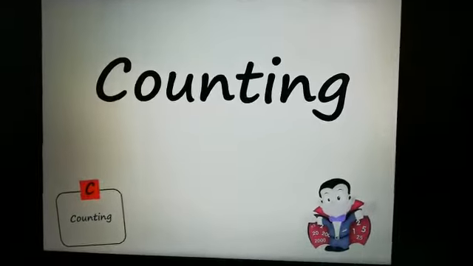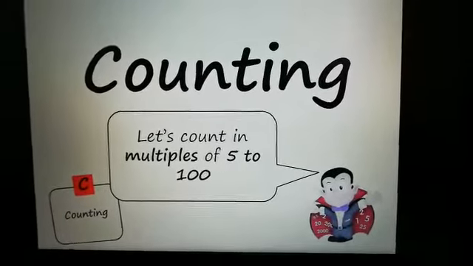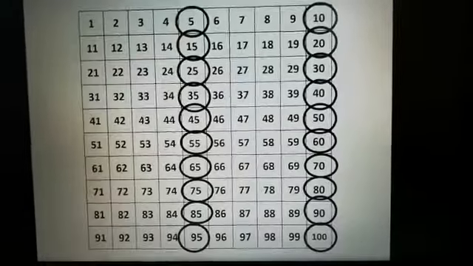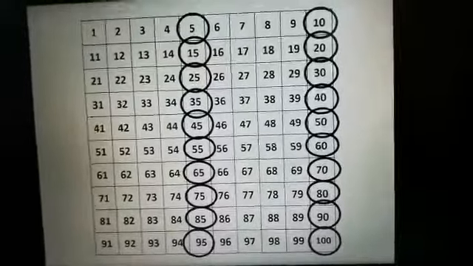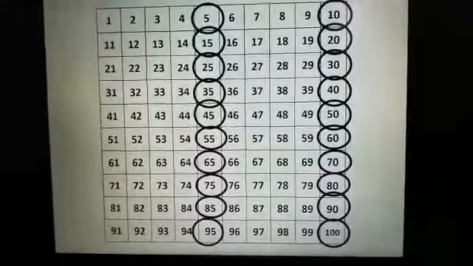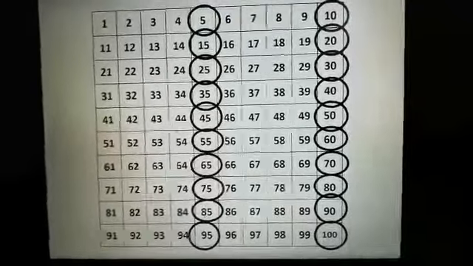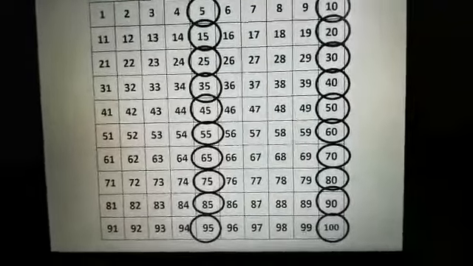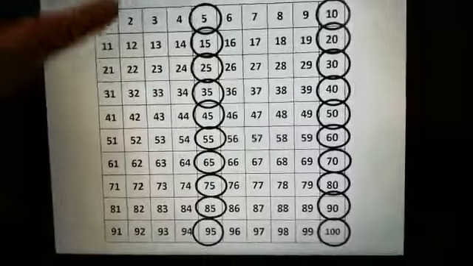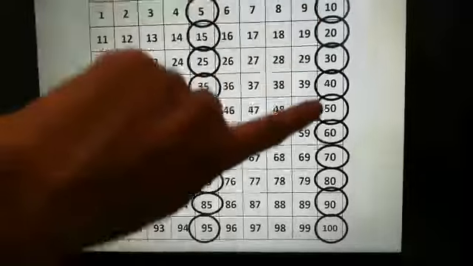Next question. Let's do some counting. So today we're going to count in multiples of 5 up to 100. If you can go further than 100, then just pause the video and keep going. Here we go. 5, 10, 15, 20, 25, 30, 35, 40, 45, 50, 55, 60, 65, 70, 75, 80, 85, 90, 95, 100. And if you notice, all the multiples of 5 end in a 5 or end in a 0.